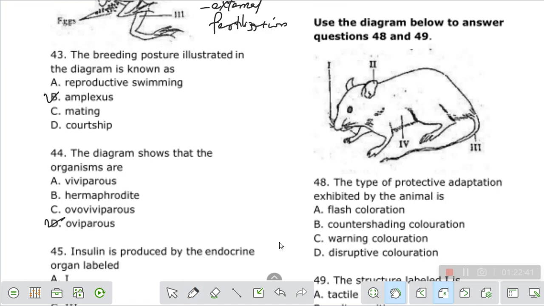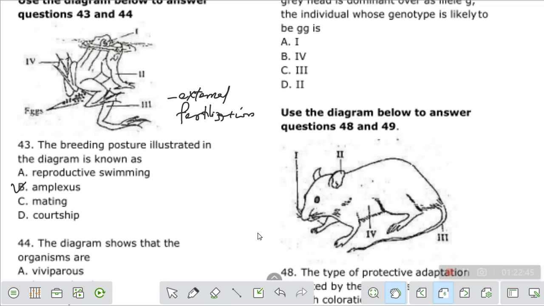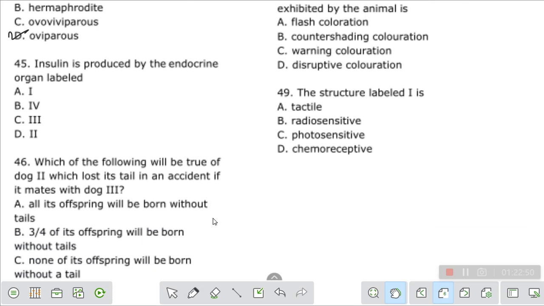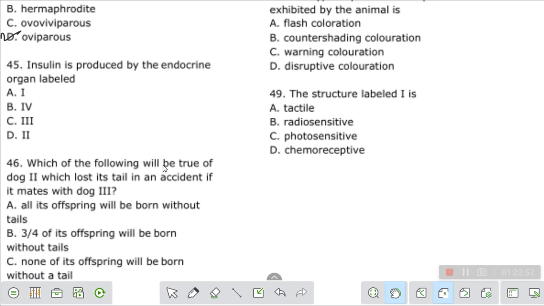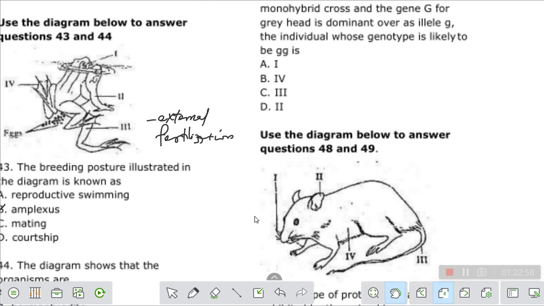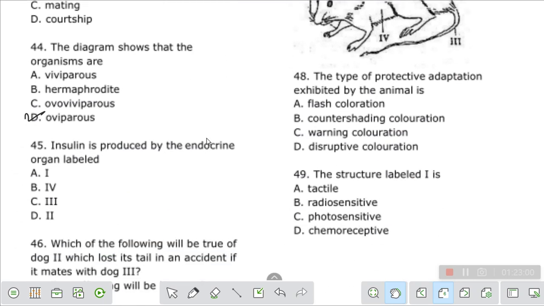So let me see if I can get the diagram. Sorry for the delay. So it's actually a diagram of a human being, but they did not draw it.